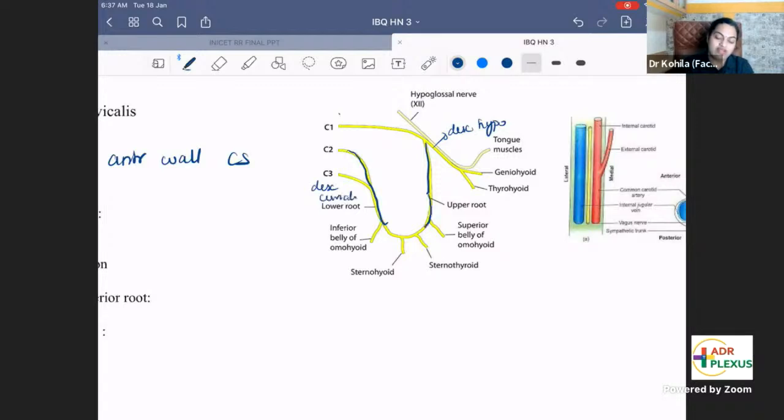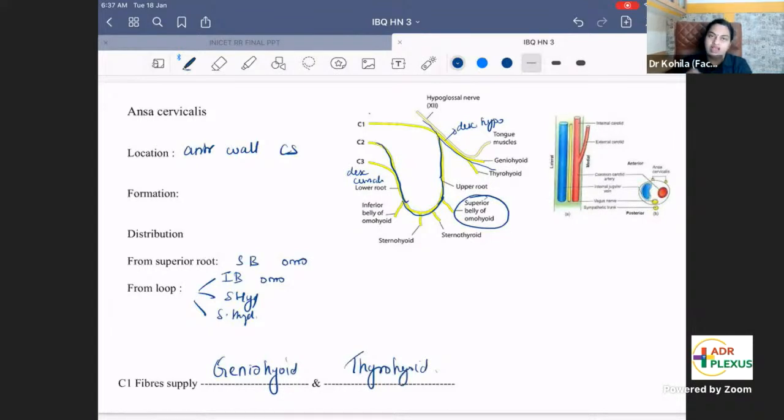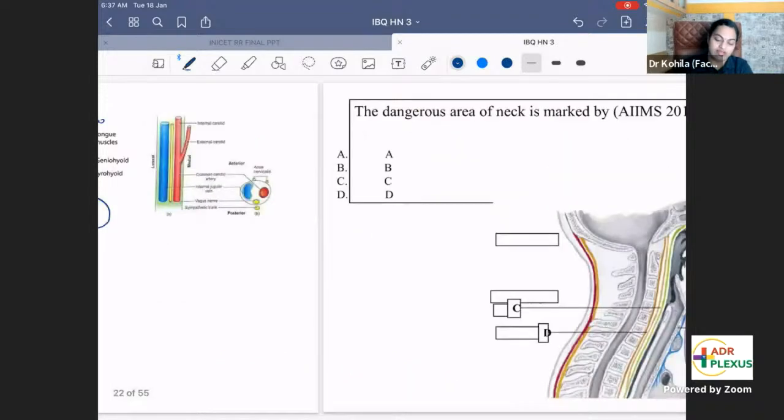The superior root of ansa supplies the superior belly of omohyoid. From the loop of the ansa cervicalis, the branches will go to the inferior belly of omohyoid, sternohyoid, sternothyroid. Okay. The C1 fibers, which go along the hypoglossal nerve, are distributed to geniohyoid and thyrohyoid. This has been frequently asked. Okay, make sure you remember it. The branch from the superior root, from the loop, and exclusively the C1 fibers.